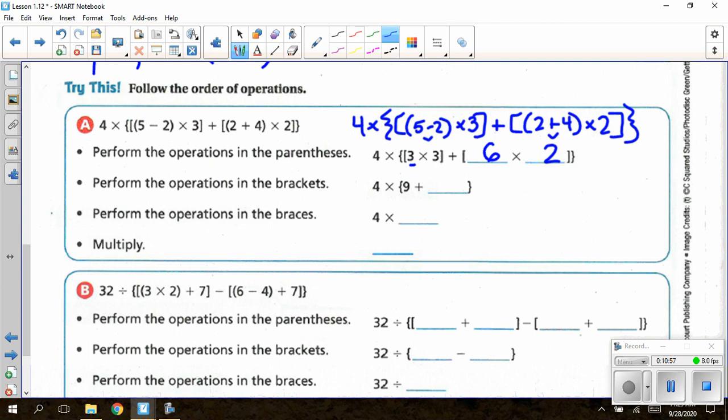So now we can solve both sets of brackets because it would be like having 2 sets of parentheses. So they already solved the 3 times 3 to get this 9.